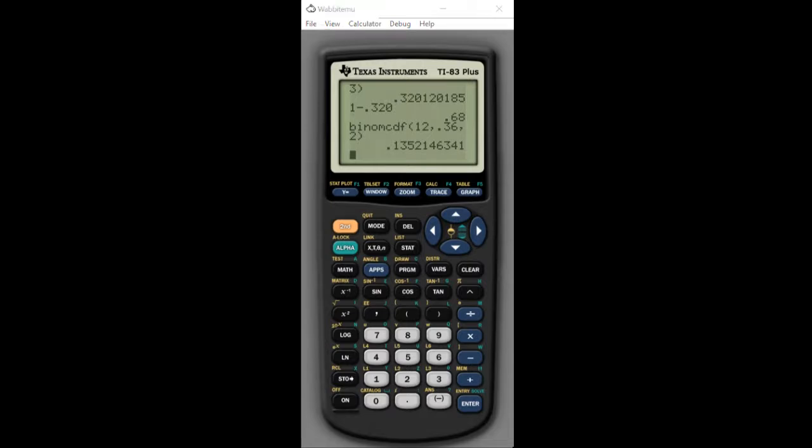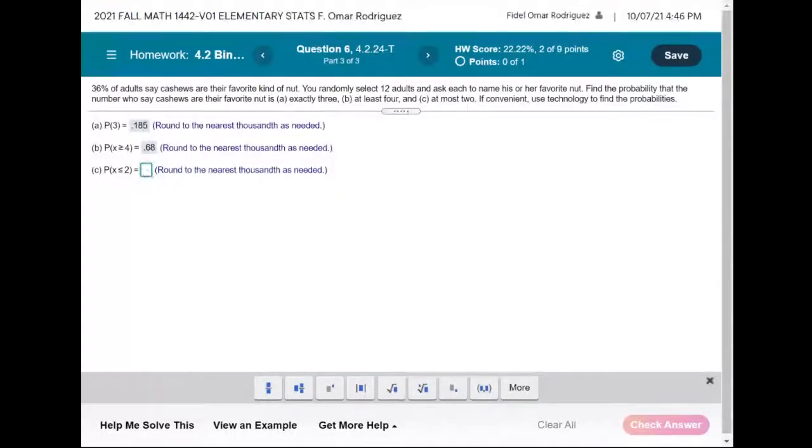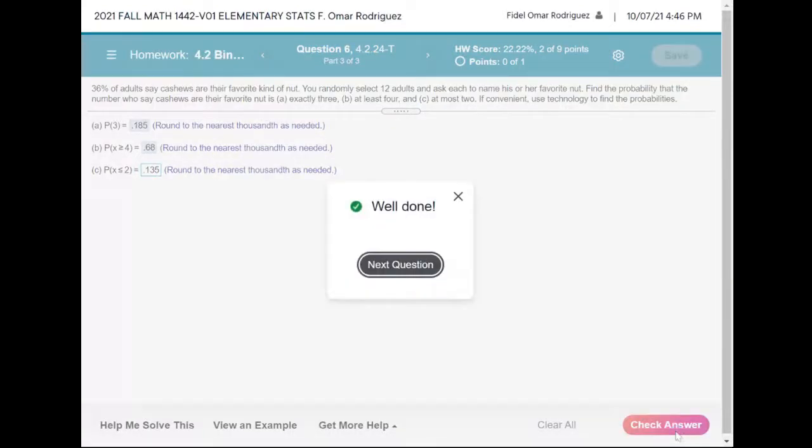So let me stop sharing this. Let me come back to my problem right here. And we said we're going to enter in 0.135, and let's check it. And we got the problem, okay?